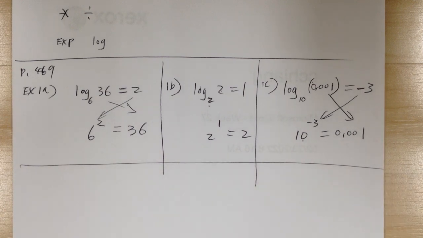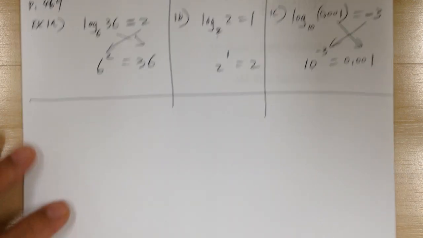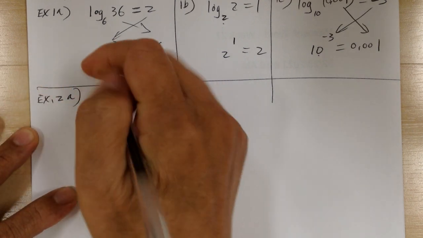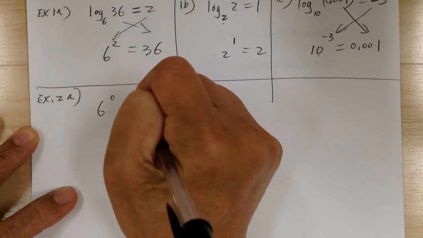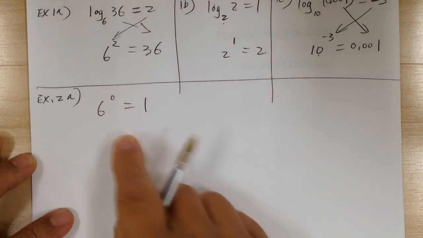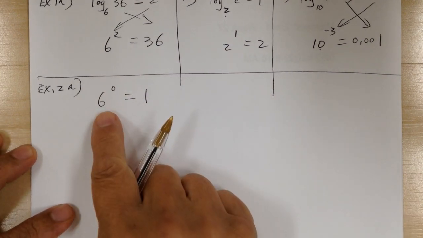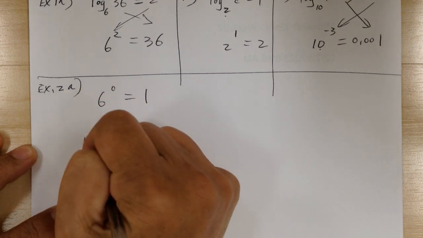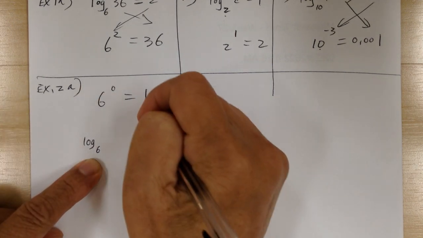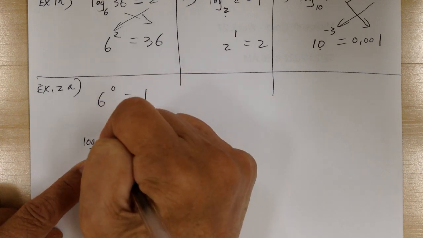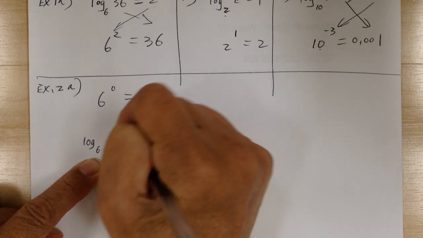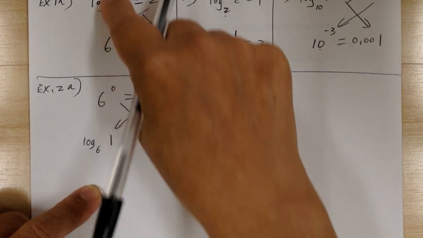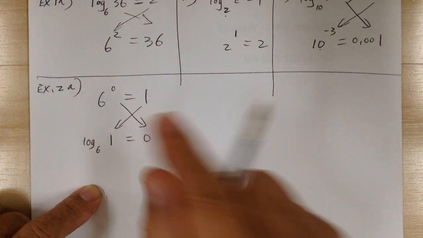Now let's go to example 2. Example 2 is going to go backward. You have 6 to the 0 equal to 1, and you're going to put this in log form. When you put it in log form, the base stays. So this is log base 6. Base stays the same, and the other two numbers just switch. So it becomes log base 6 of 1 equal to 0. Again, the base always stays. Keep the base in the same place and just switch the other two numbers.